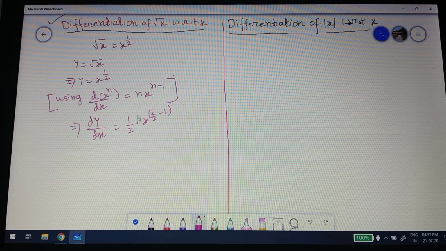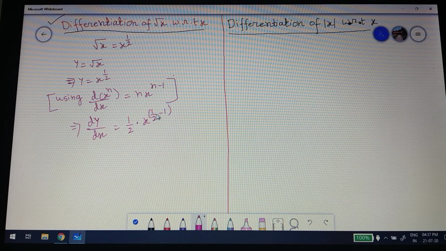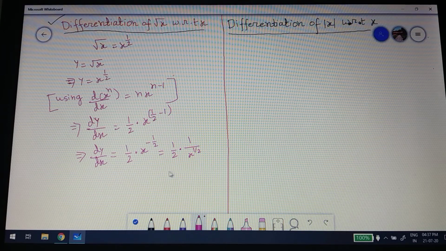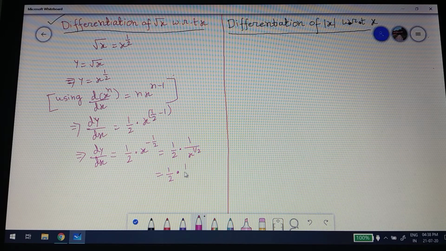I think you have understood. n equal to half, n minus 1 means half minus 1. So we are getting dy by dx, that is derivative of y with respect to x, equal to half into x to the power minus half. It can be written as half into 1 upon x to the power half. It can be written as half into 1 upon root x.